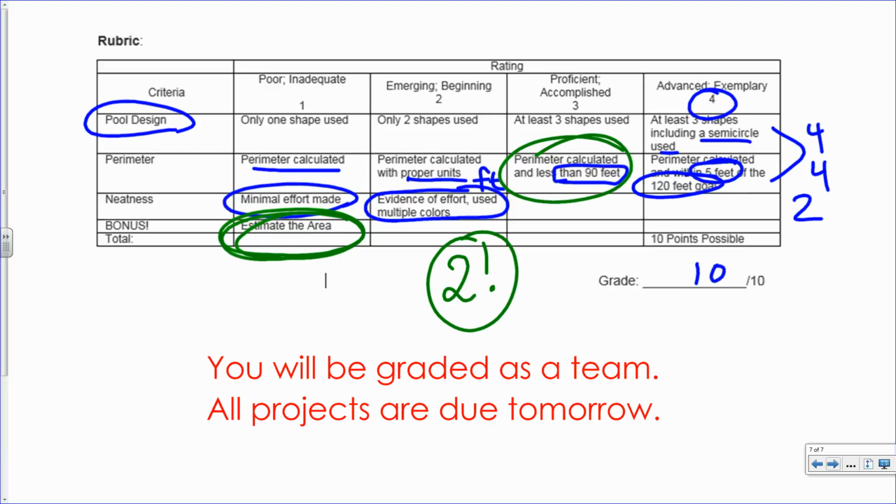So you're graded as a team. All projects, they're not going to be due tomorrow. I will not be here tomorrow. They're going to be due Monday. So make sure that you pick someone you can work with. Today, tomorrow's TTM, so you won't have time then, and it is due Monday. So use your time very wisely here, and I'm excited to see what you come up with. Make sure you listen and work hard together, and we will see you on Monday.